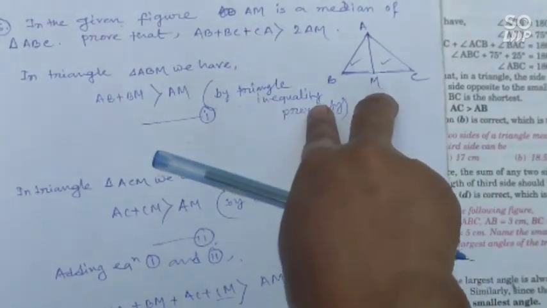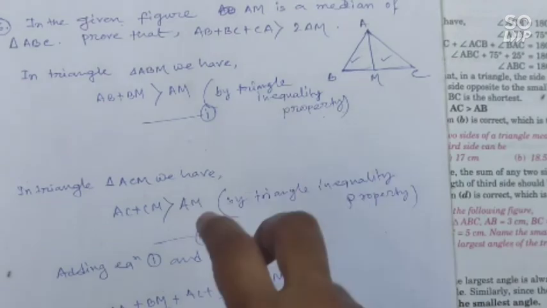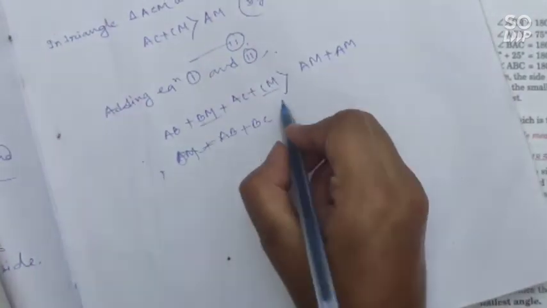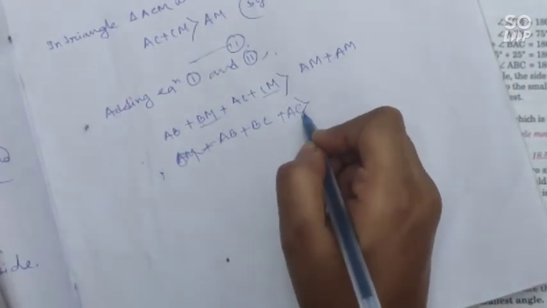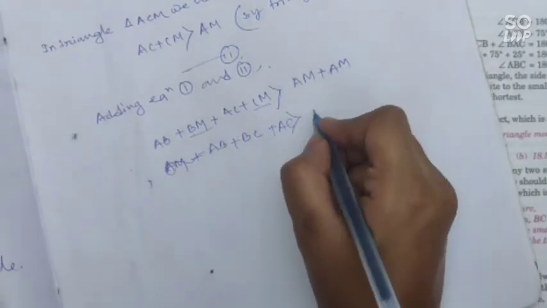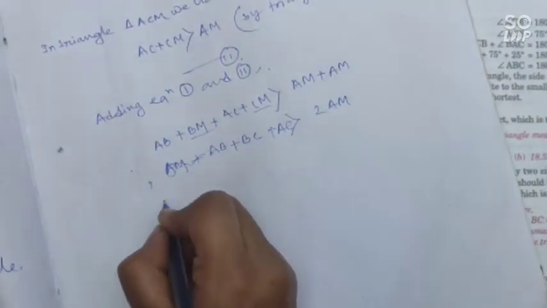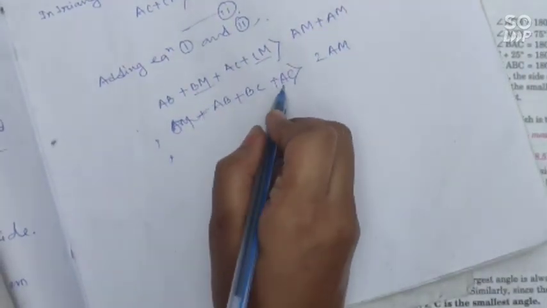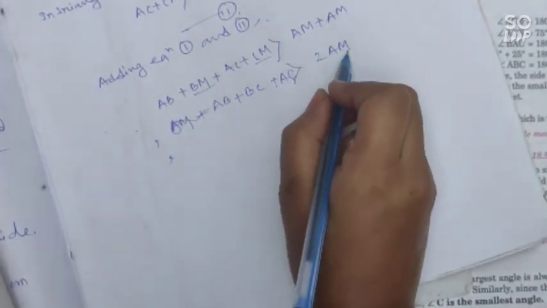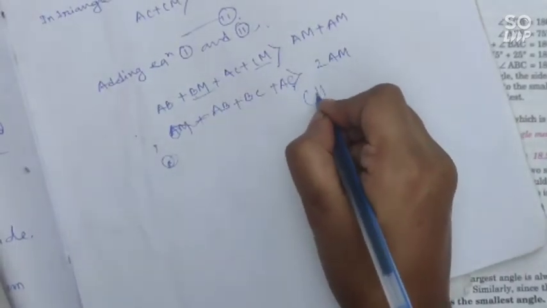If you add BM and CM, you can get BC. So BC plus AB plus AC is greater than AM plus AM, which is 2AM. So AB plus BC plus AC is greater than 2AM. So hence proved.